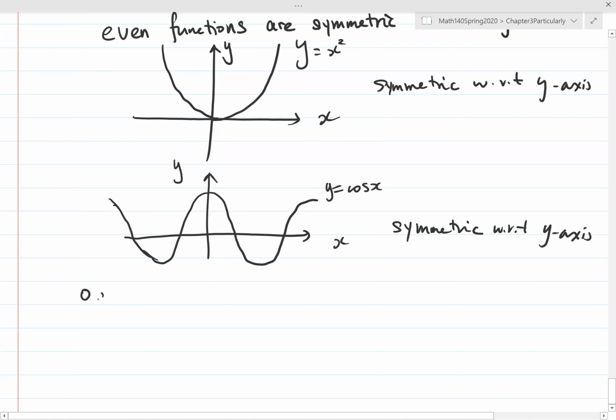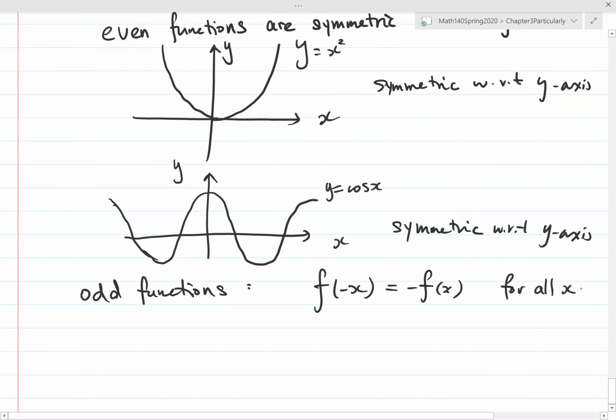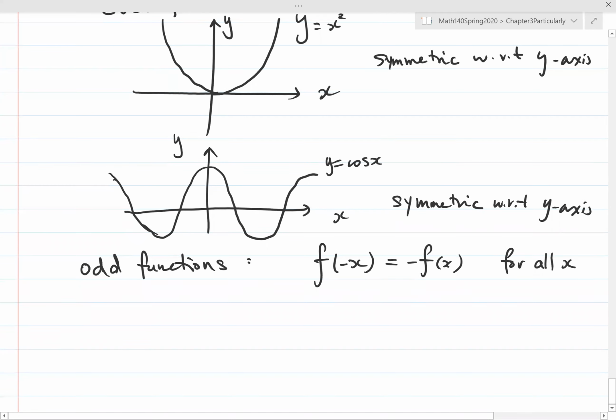Odd functions are functions that satisfy the property that f of negative x equals negative f of x, for all x in the domain of f. Now, examples.